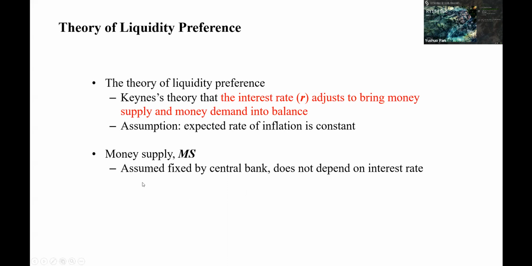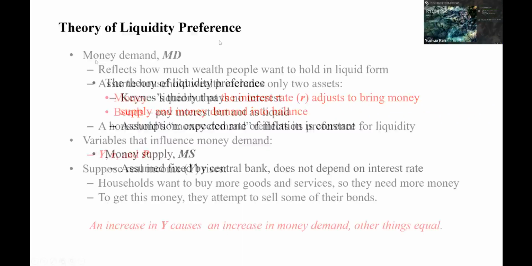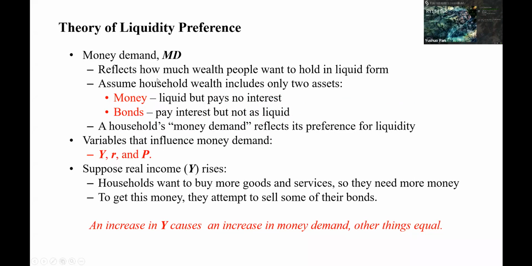The money supply, again, is assumed fixed by the central bank and doesn't depend on the interest rate. The Fed will not consider the interest rate or price level or the value of money. They just consider how much money they are going to supply in the market. It's fixed. Money demand reflects how much wealth people want to hold in liquid form.